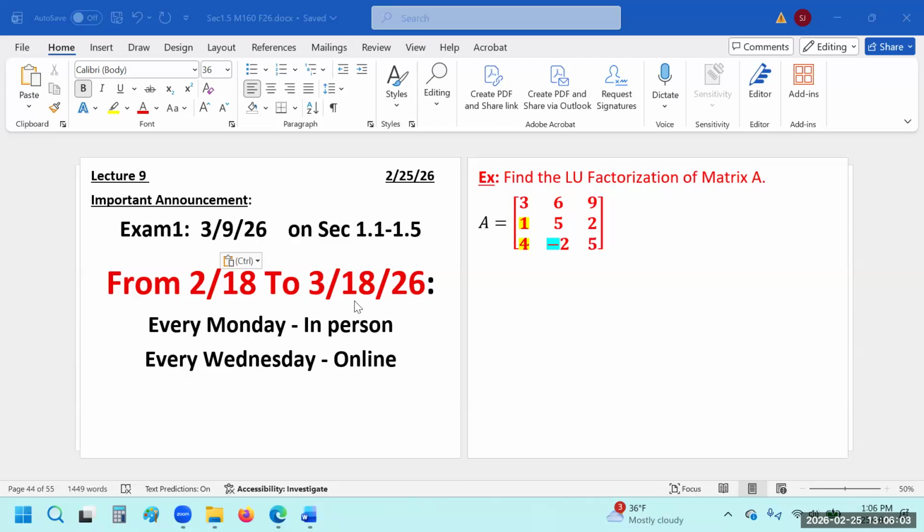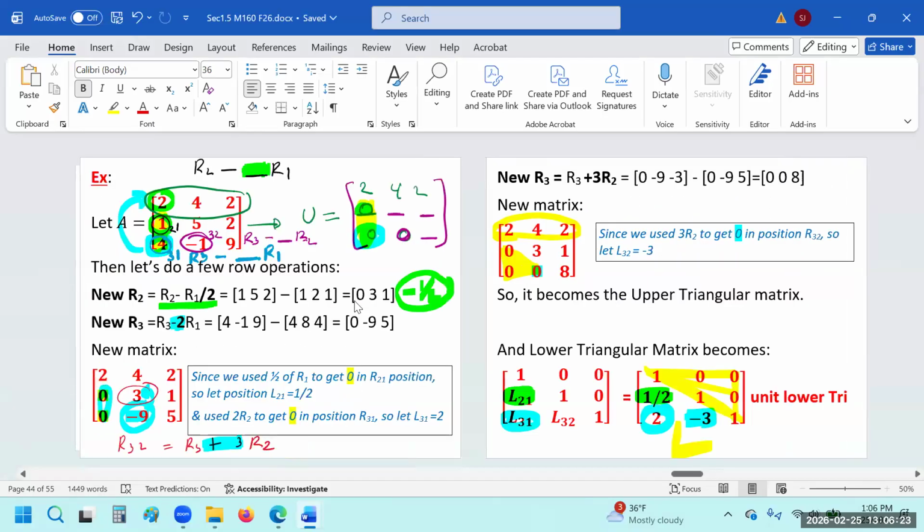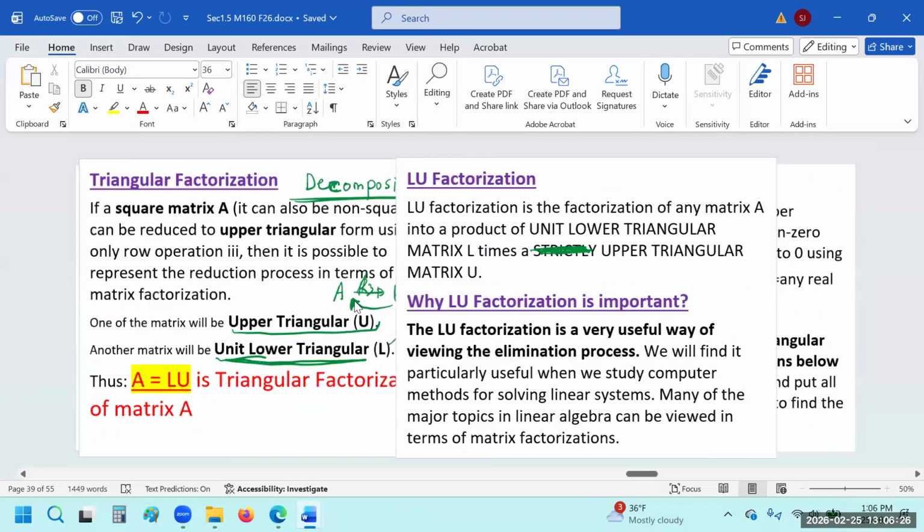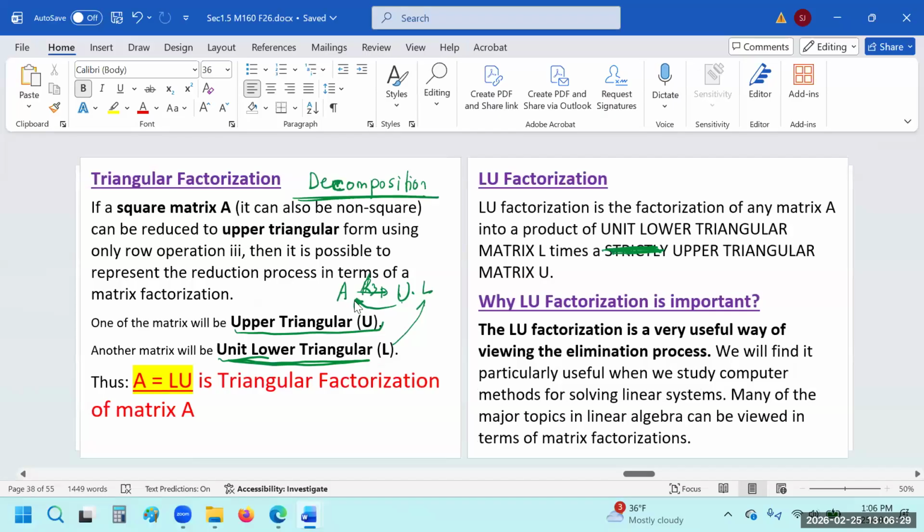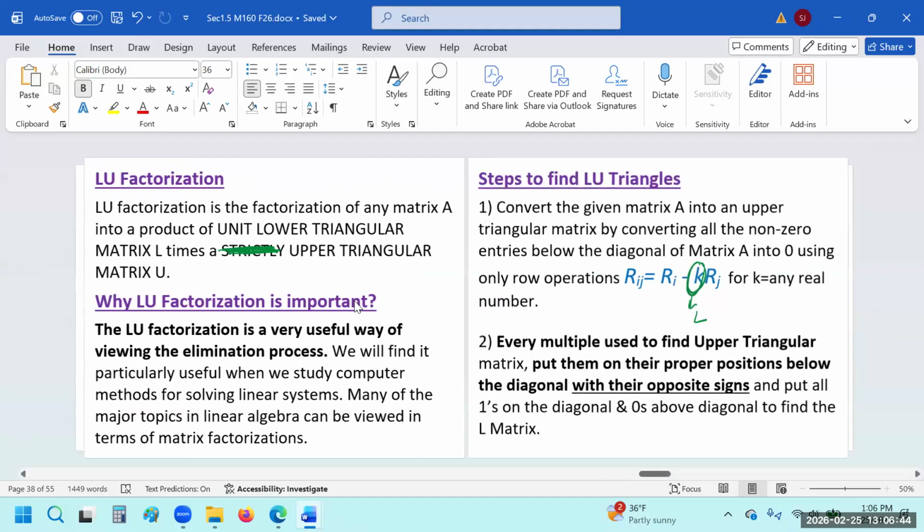Okay, so LU factorization. In our last class, we talked a little bit about that. We said when you have one matrix, sometimes it's better to break it down into 2 pieces. That will make our life easier. It's a very useful way of doing the elimination process. It will be particularly useful when you study computer methods for solving linear systems.